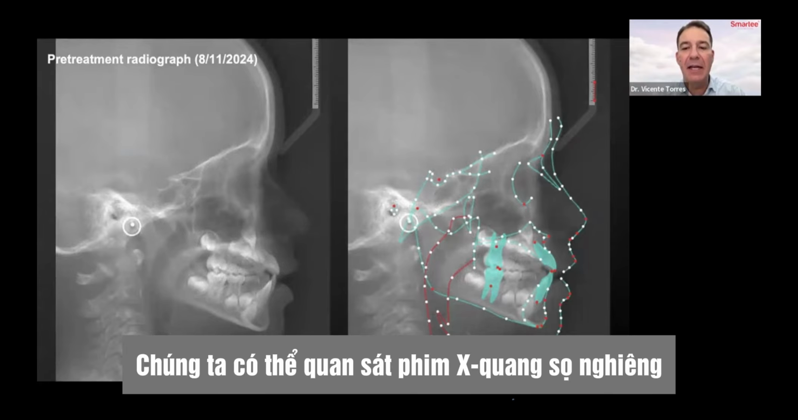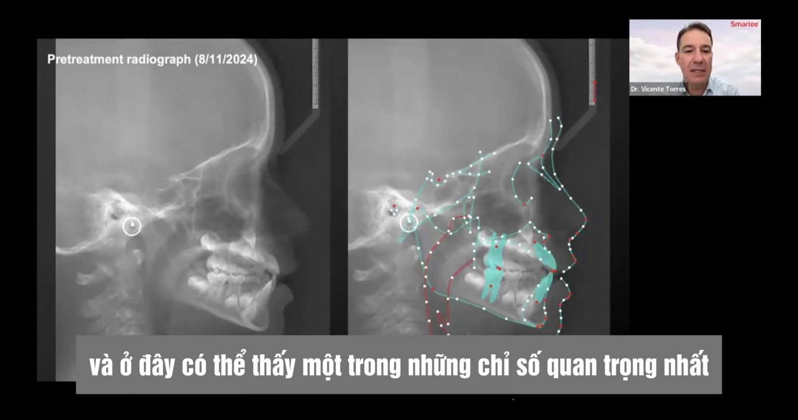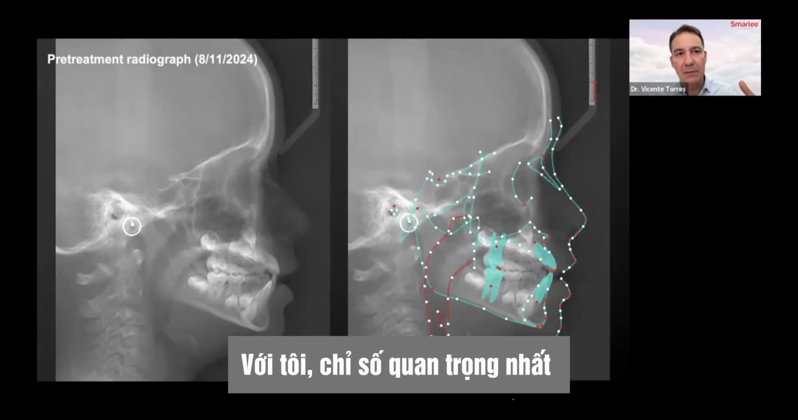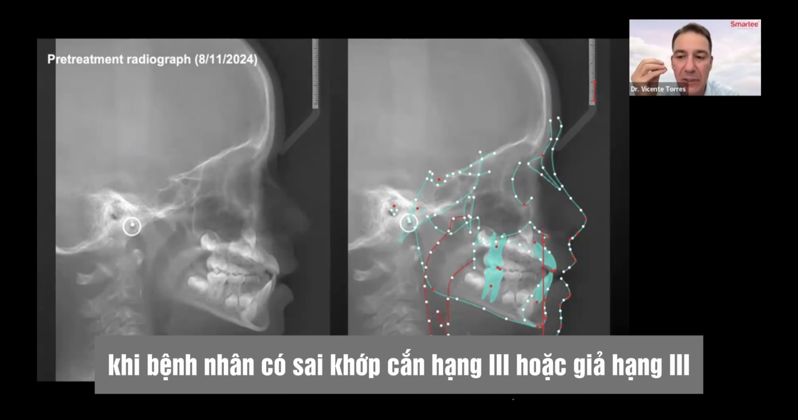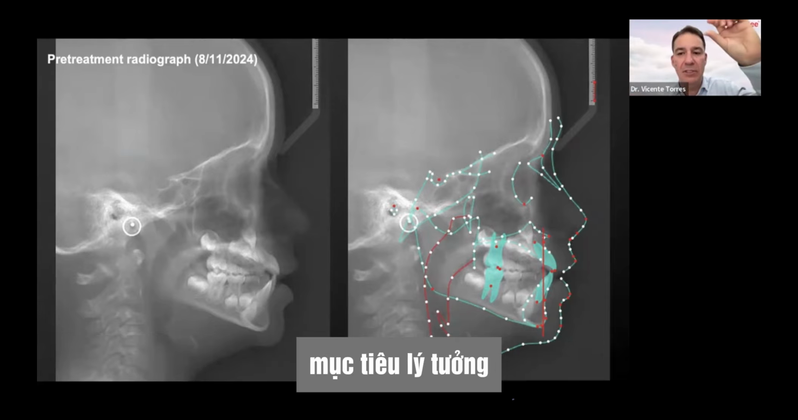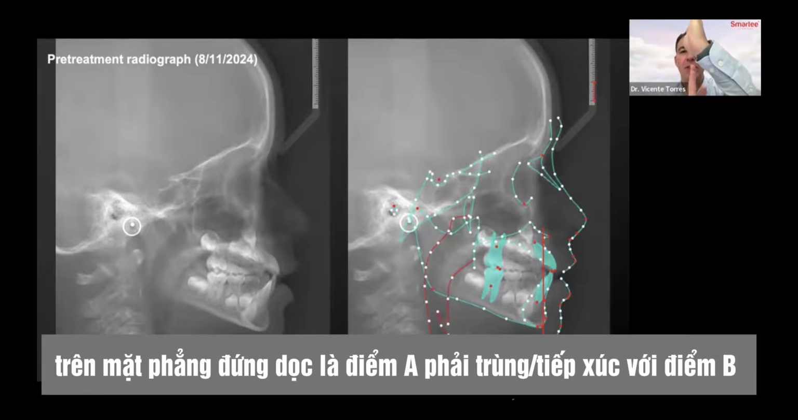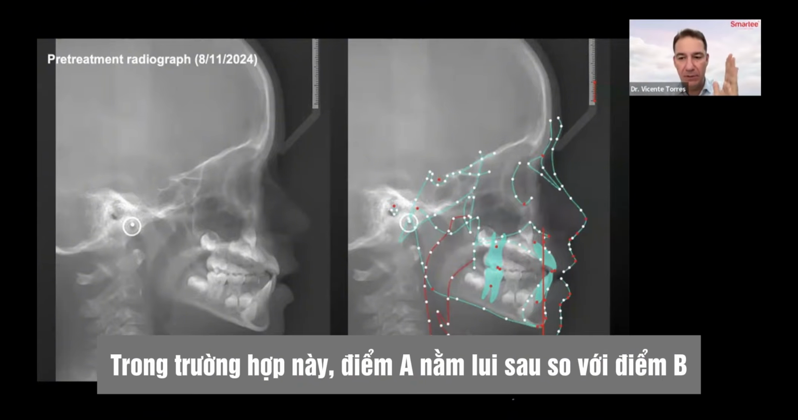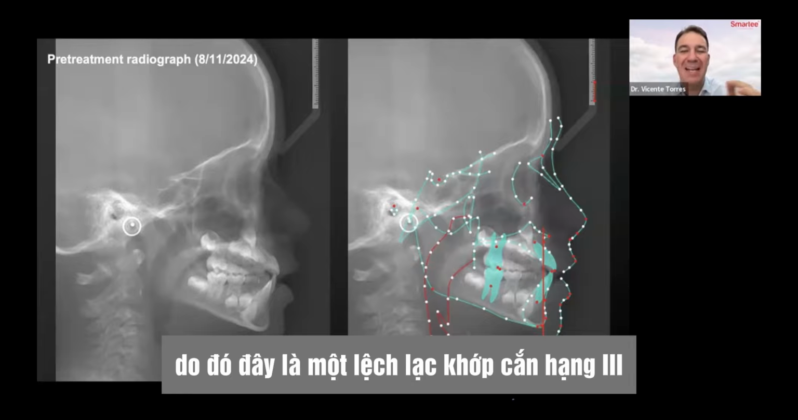Okay, we can see the teleradiography, and here we can see, for me, one of the most important of all the measures that we have in the different cephalometrics. For me, the most important when we have a patient who is class 3 or near class 3 is the vertical width. The vertical width is very important because normally you know that the ideal is for the A point to be in contact with the B point in that vertical, or maybe a little more forward. So in that case, the A point is backward of the B point. So this is a class 3 malocclusion.